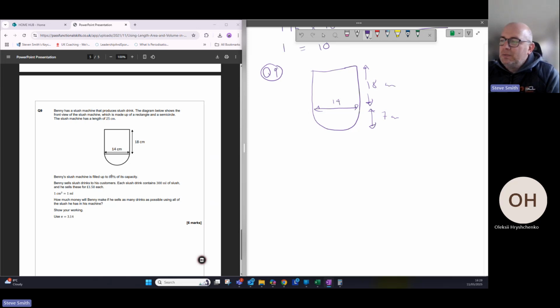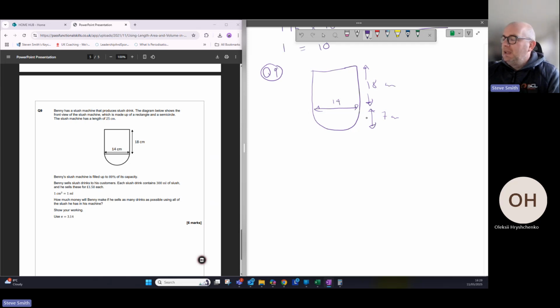Benny's slush machine is filled up to 80% of capacity. Benny sells slush drinks to his customers. Each slush drink contains 300 milliliters of slush. Benny sells these slush drinks for £1.50. Okay, 1 centimeter cubed equals 1 milliliter. How much money will Benny make if he sells as many drinks as possible using all of the slush he has made in the machine?